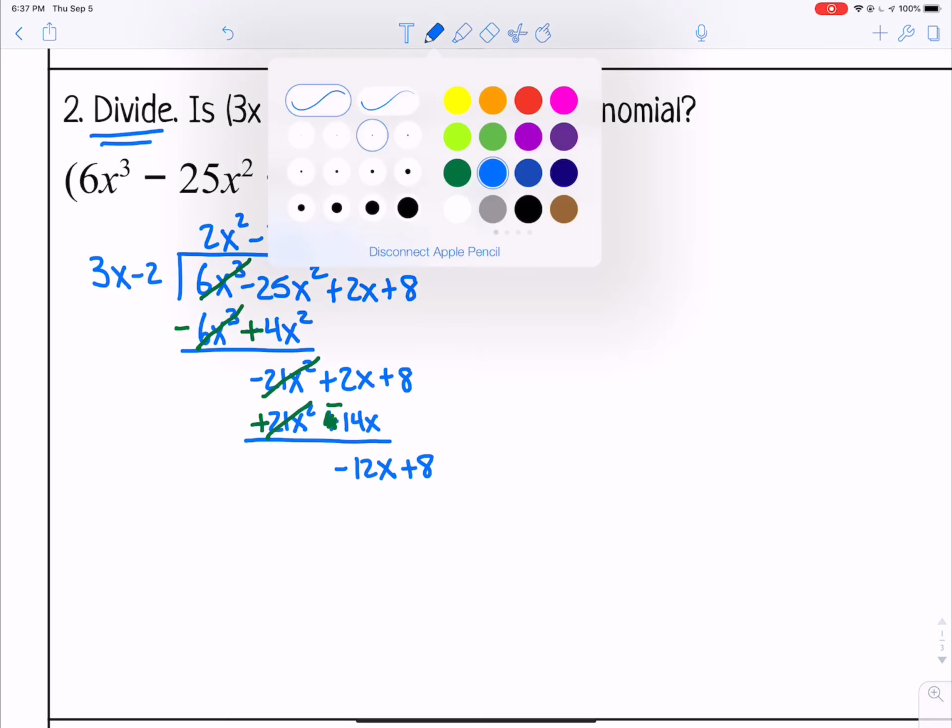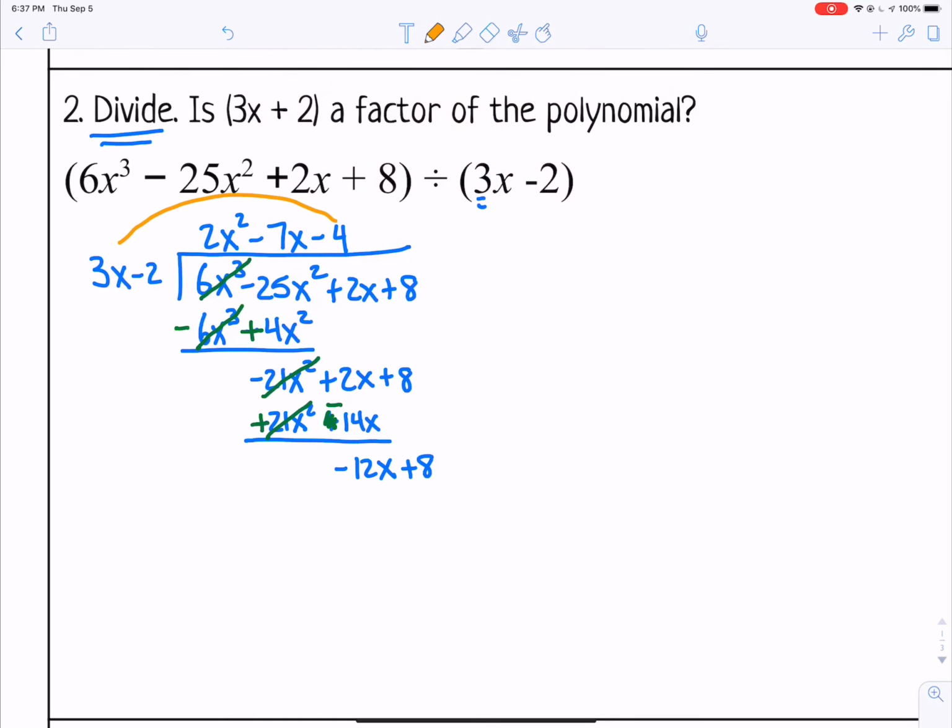Then we take negative 4, multiply it by what's out front, and we're bringing it down. So I got negative 4 times 3x is negative 12x, and then negative 4 times negative 2 is positive 8. Write it down, and then change both signs, because you're subtracting both of those terms. And now what's left over is 0. So I have no remainder is what that means.